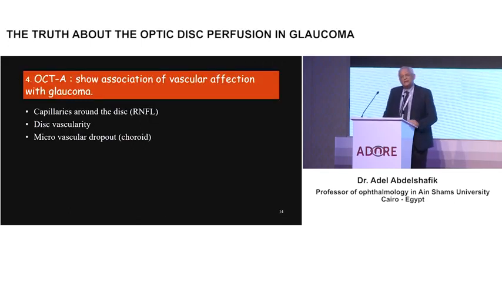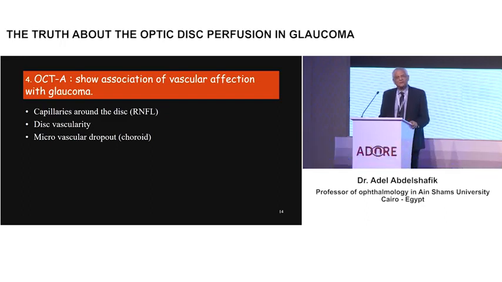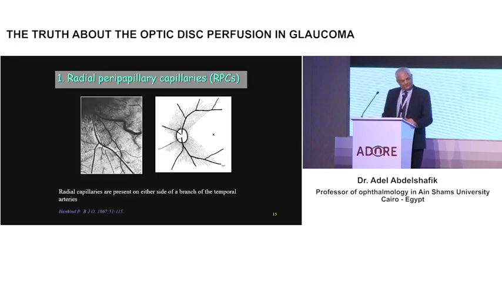Now, recently we got the OCT angio. It's a way to see the blood vessels without injecting material into the arteries. I have 3 areas that will help us to prove the importance of the ocular perfusion. This is the capillaries around the optic nerve head. This is in the nerve fiber layer. And then the disc vascularity, and lastly, what's known as the microvascular dropout.